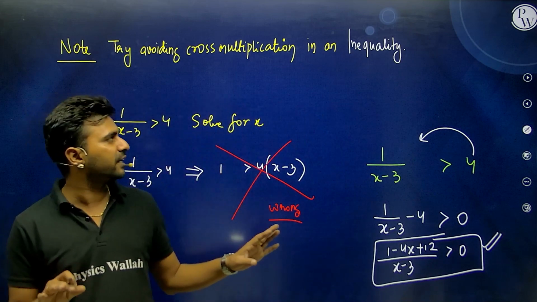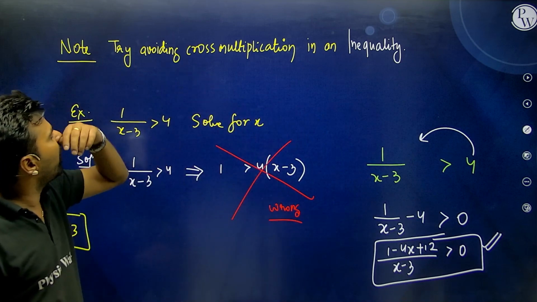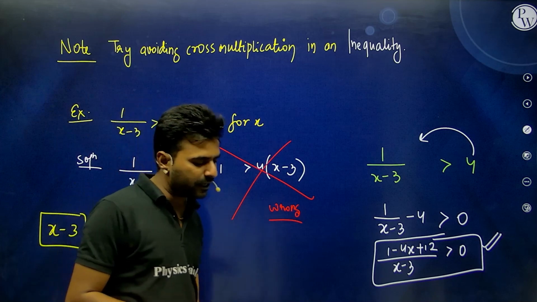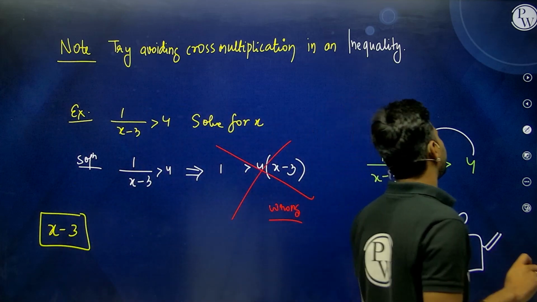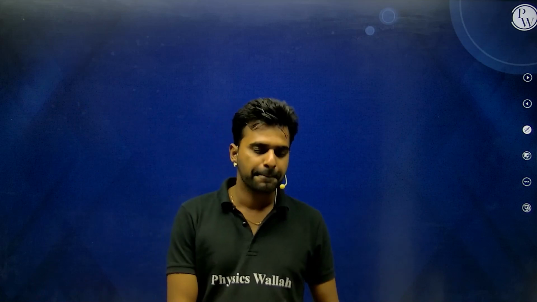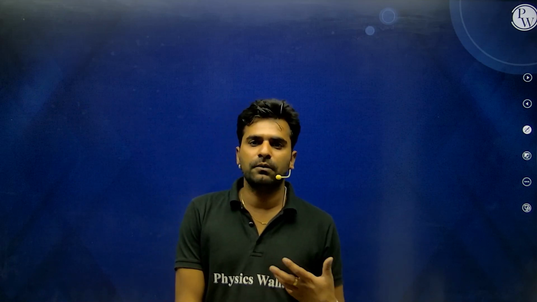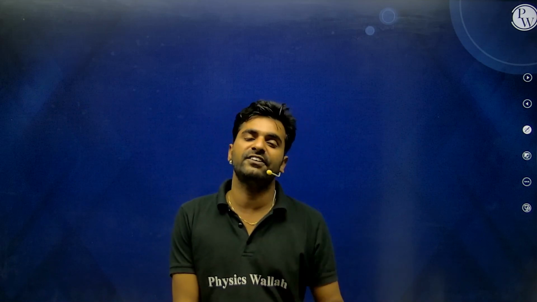I hope you guys are clear. We should try avoiding cross multiplication in an inequality because most of the times we can get the wrong answer. Because we are not sure. If I am telling you don't do this, then you should definitely not do that.